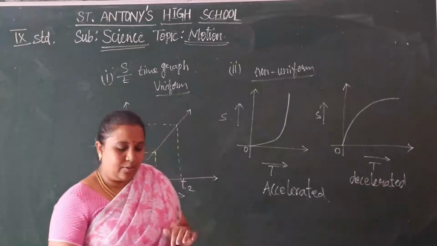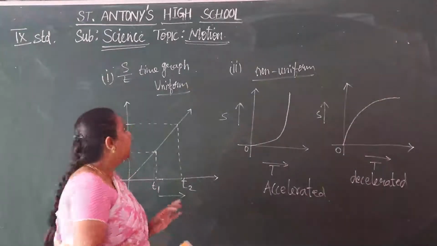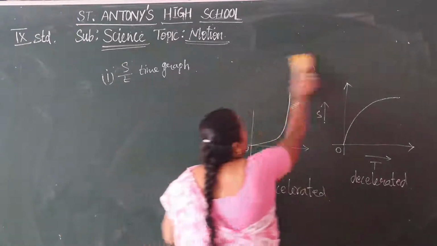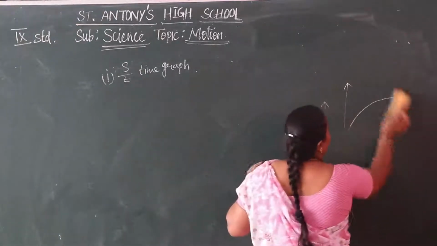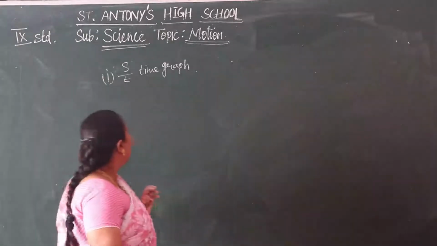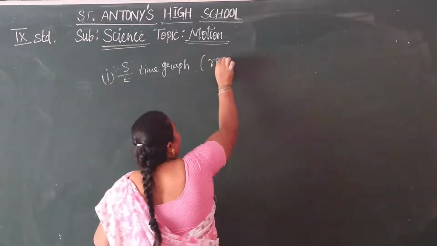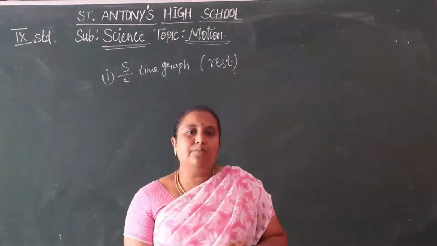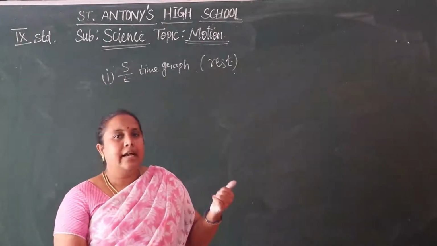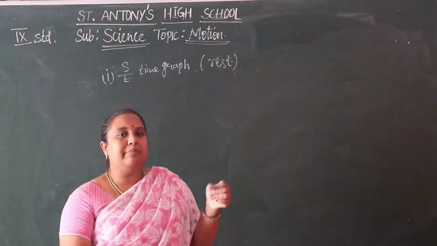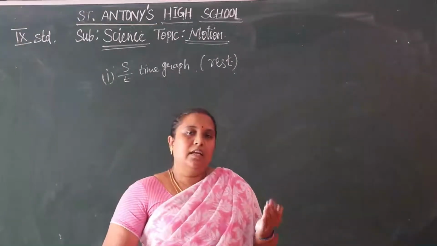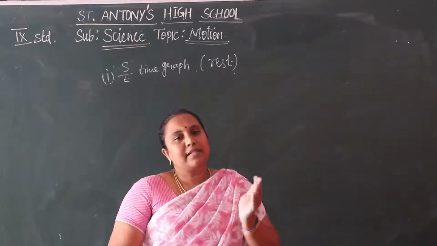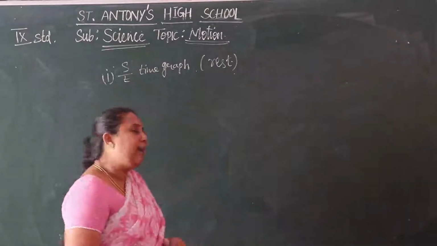The body is at rest. Now the diagram for a body at rest. See, now body at rest. How to draw the graph here? Here also we take time taken and distance. But here the distance is the same. The body is at rest, but time is moving, meaning it stays at the same point.